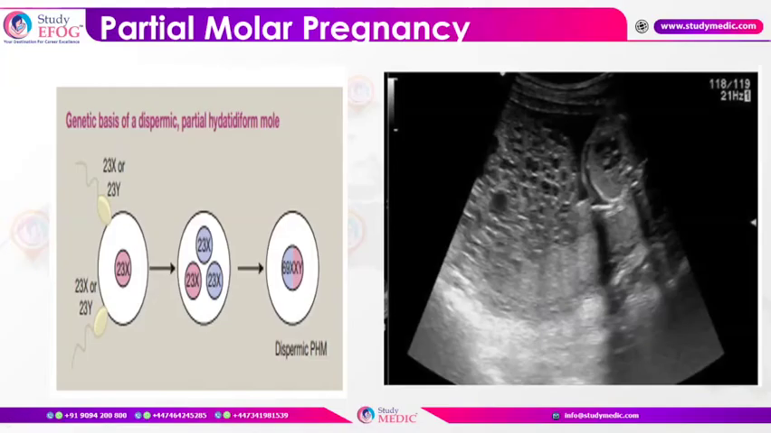Partial moles arise at the point of fertilization. So partial moles are generally composed of a triploid conception, see, containing 69 chromosomes, when an ovum is fertilized by 2 spermatozoa, otherwise known as a dispermic or diandric monogenic partial hydatidiform mole.